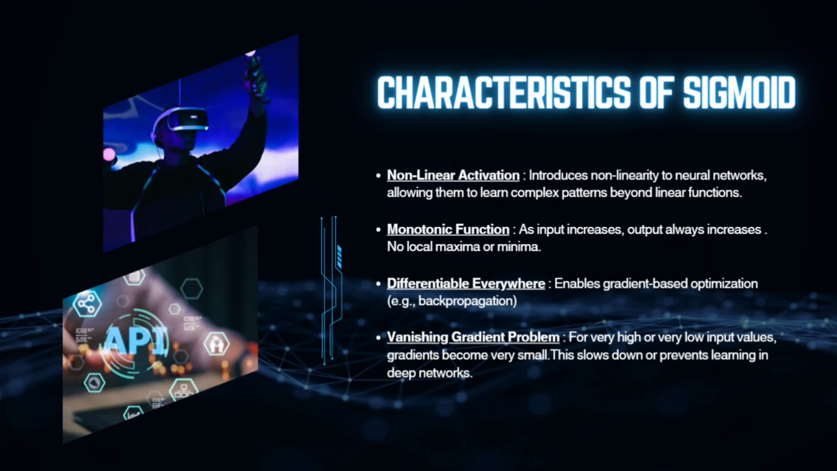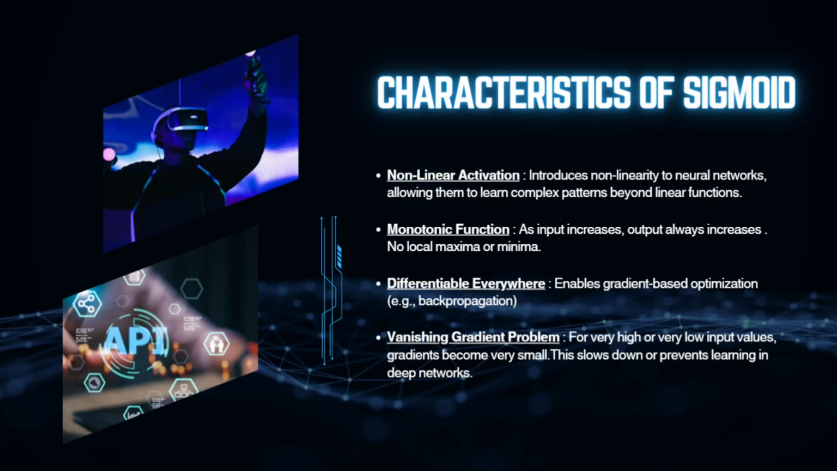Third, it's differentiable everywhere. This is a bit technical, but it is the magic that allows our networks to learn. During training, we use a process called backpropagation, which is like rolling a ball down a hill to find the lowest point for the network. The hill needs to be smooth, and because sigmoid is differentiable, it provides a smooth curve, enabling gradient-based learning.